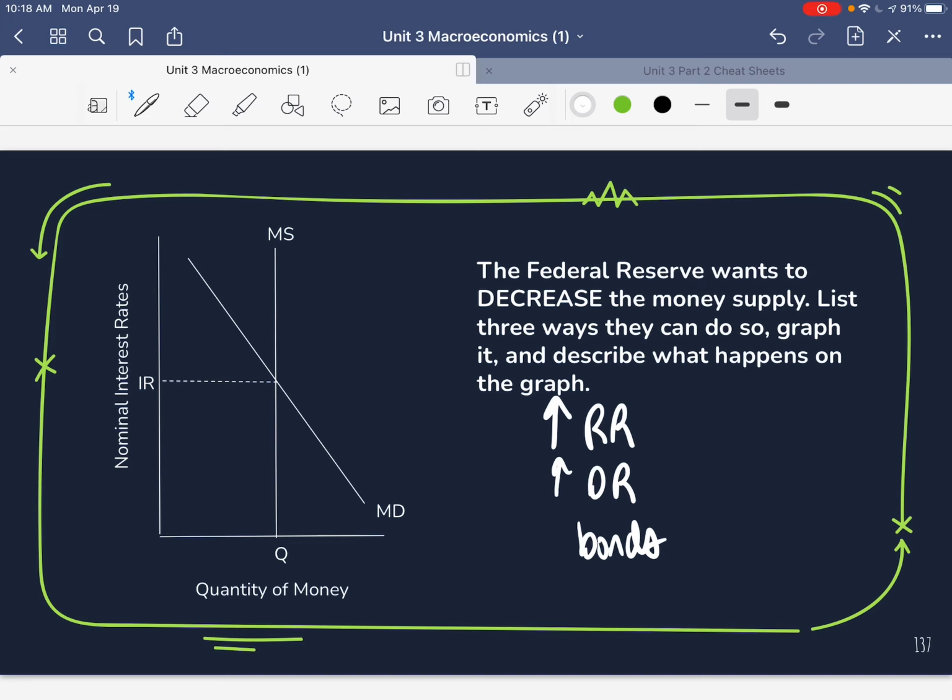So the Federal Reserve would sell bonds. They would issue those bonds, take up money, and keep it in the Federal Reserve so it's not available for customers. So let's do this on the graph.